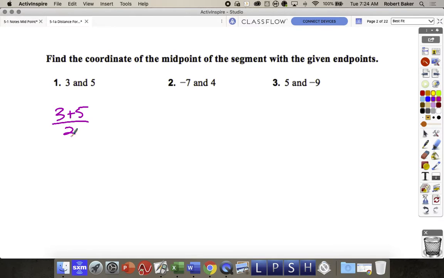We'll add these two numbers together and we'll divide them by 2. So 3 plus 5 is 8. 8 divided by 2 is 4. So 4 is the midpoint between 3 and 5.